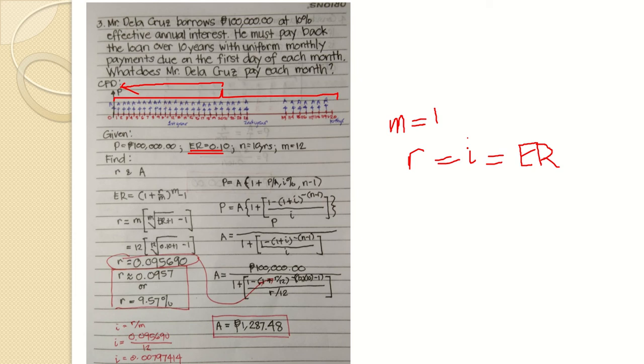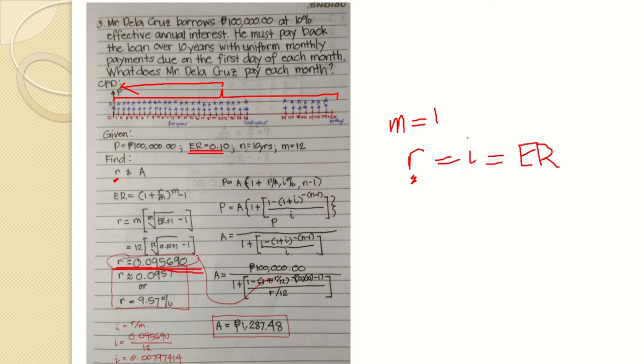Therefore, our goal here is to get the nominal rate of interest per month, compounded monthly. To get it, we will use the formula for ER: quantity of 1 plus R over M, quantity raised to M, then subtract it all by 1. Substituting all the values, approximately R is 0.095619. Now, take note of the exact value.